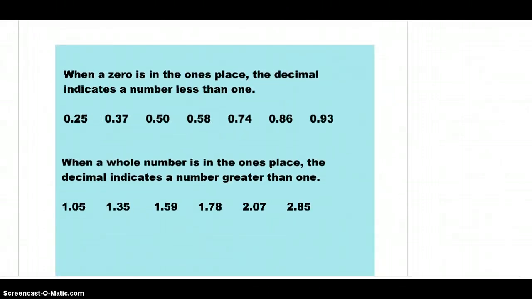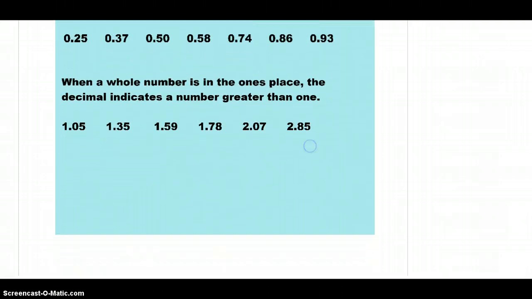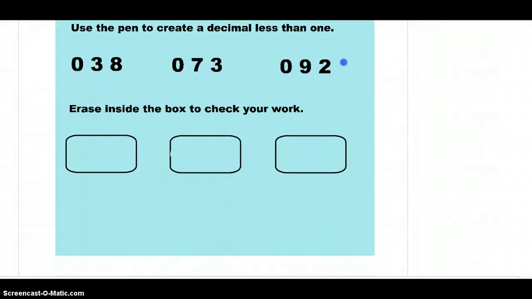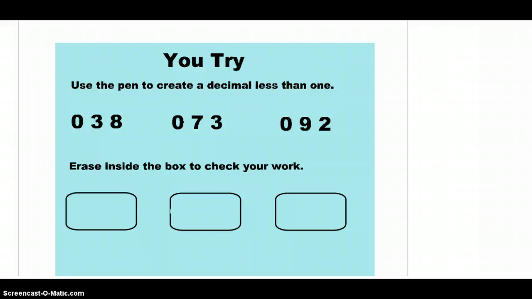When a 0 is in the ones place, the decimal indicates a number less than 1. And when a whole number is in the ones place, the decimal indicates a number greater than 1. To add to that, if we have a negative integer, for example, negative 2.6, in the ones place, then we have a negative whole number and then a part of a number. You can create a decimal less than 1 here, which is pretty easy.